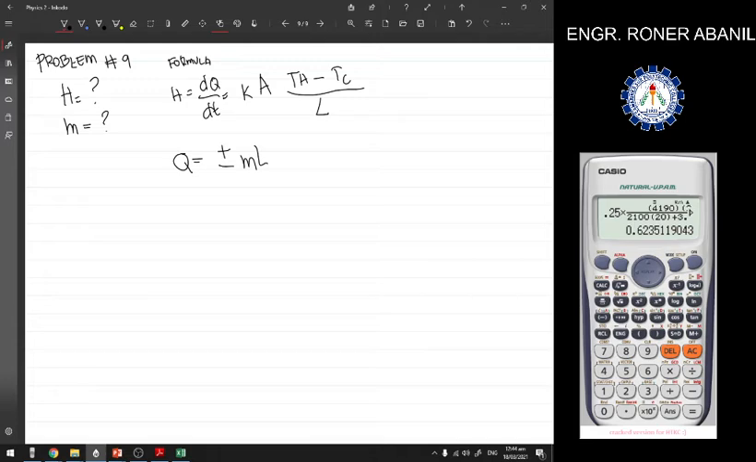So, balik tayo dun sa problem. So, we will assume that the heat flow is the same as it would be through a flat styrofoam slab. Okay? So, meron daw styrofoam na meron thickness na, hindi, may area pala to. Ng 0.8 square meter.